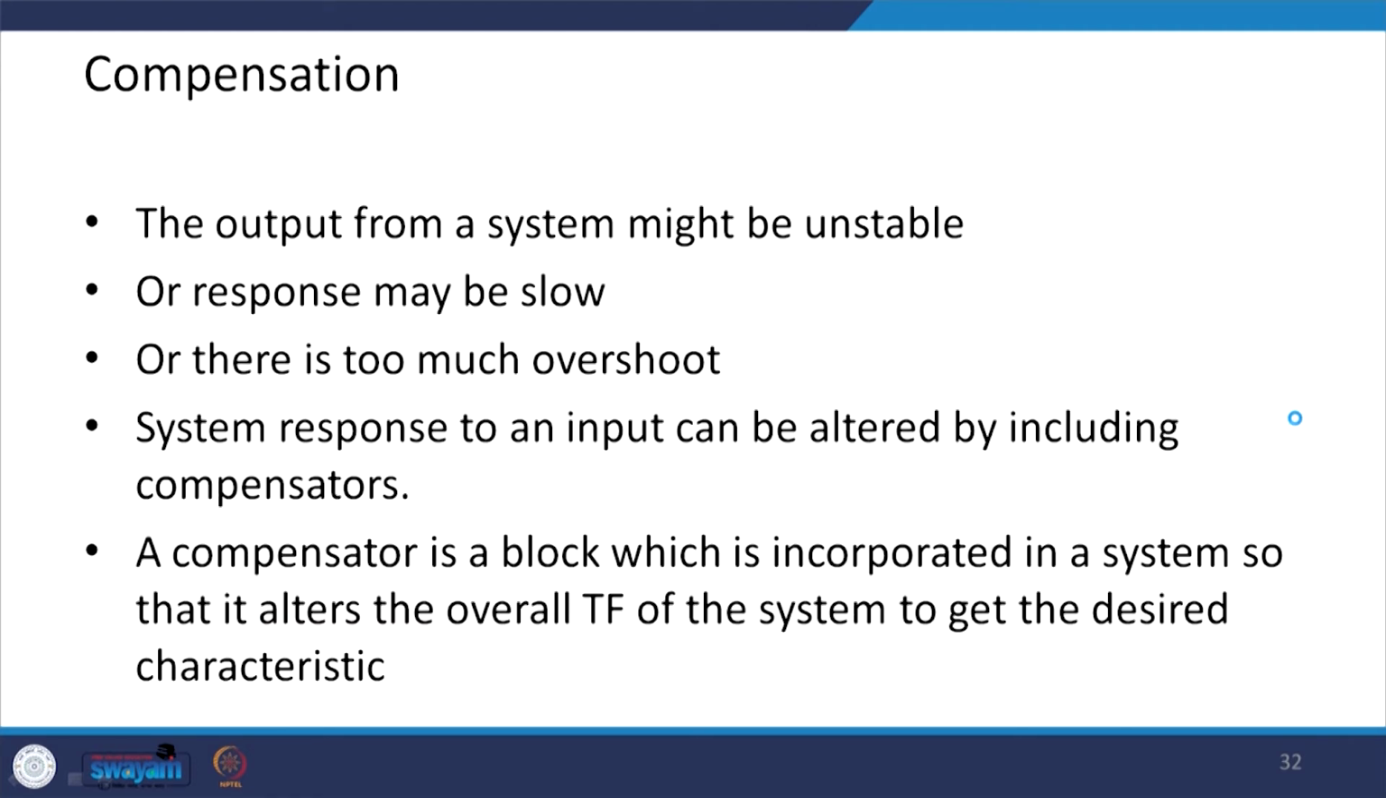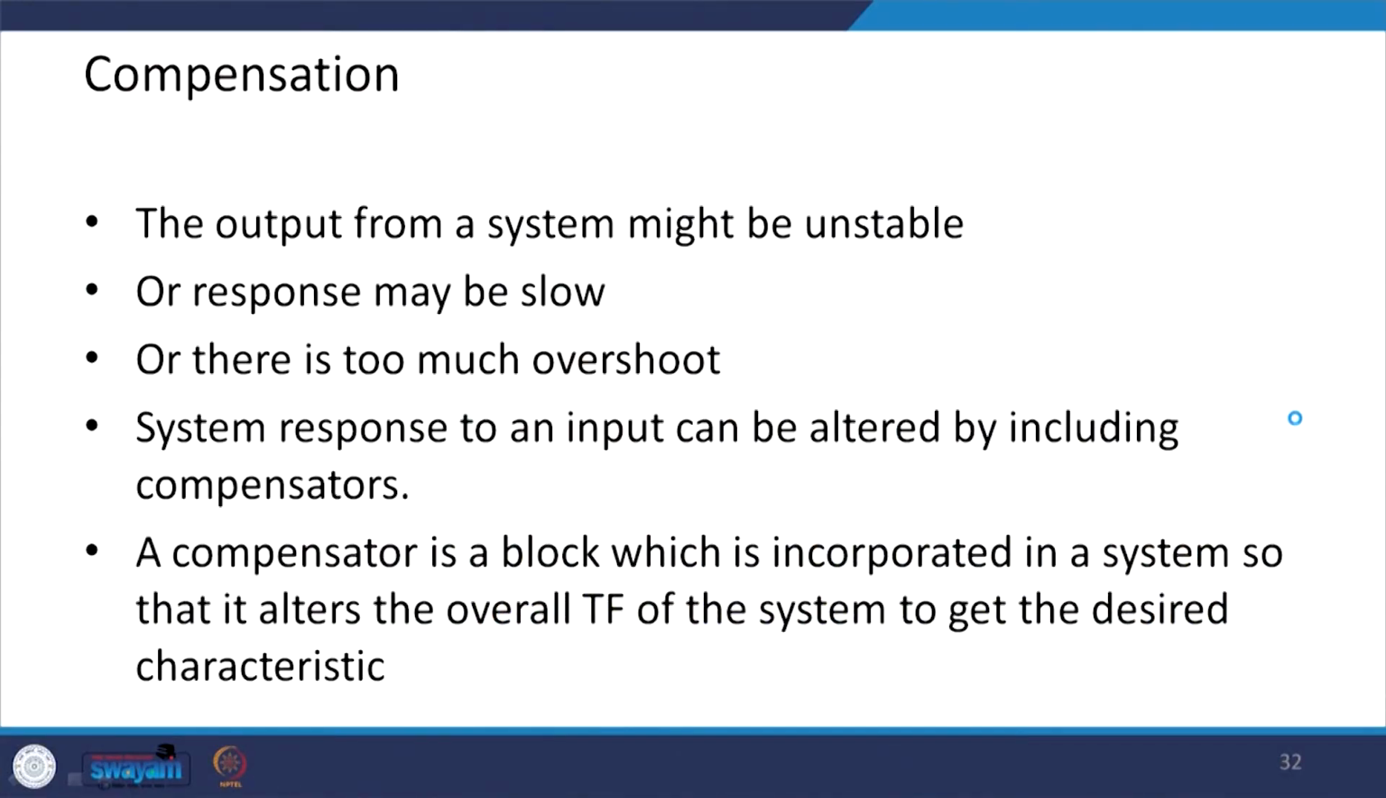Now, we have seen the response of the system for an input. As I said, the output from a system might be unstable, or the response may be very slow, or there may be too much overshoot. Such system behavior can be altered by including a compensator. A compensator is a block which is incorporated in a system so that it alters the overall transfer function of the system to get the desired characteristic.